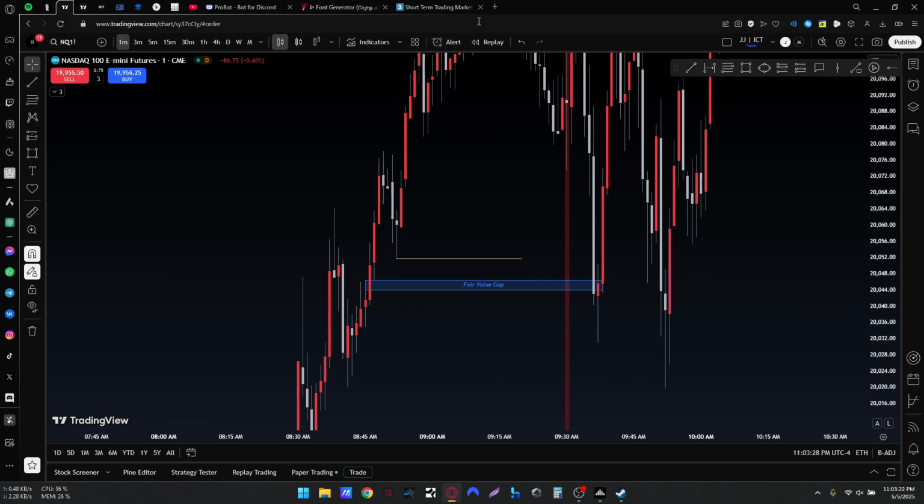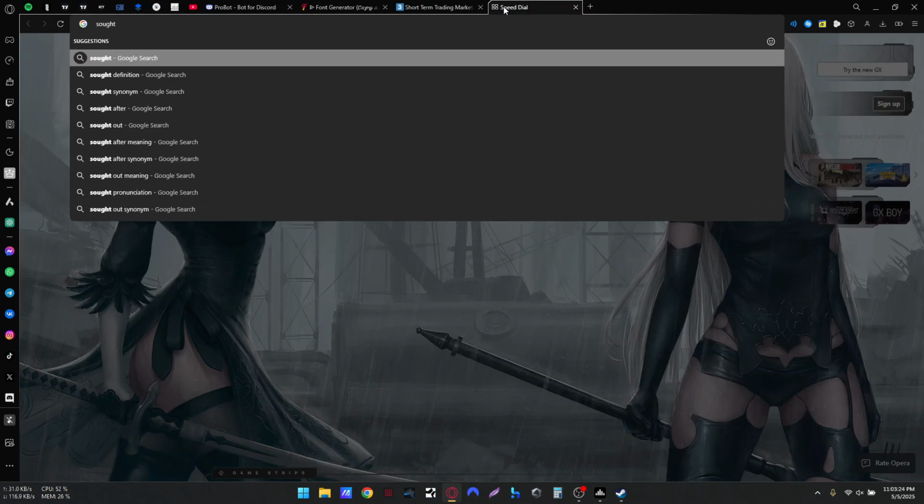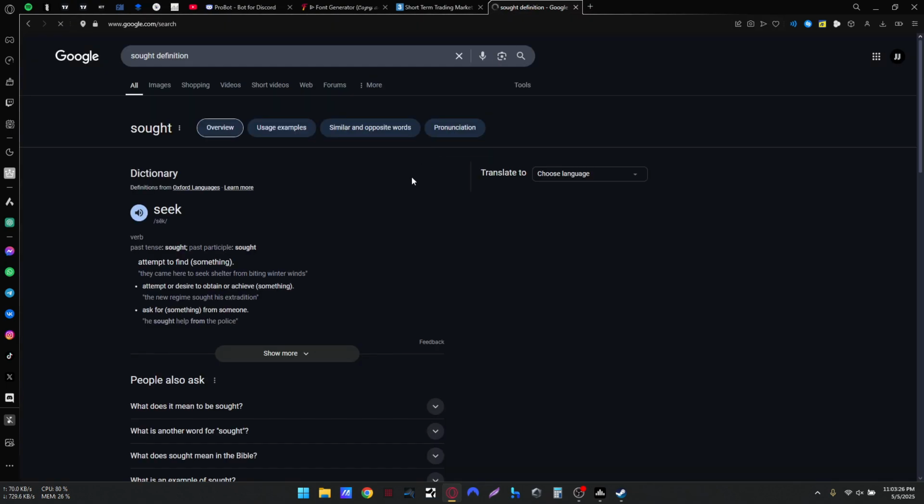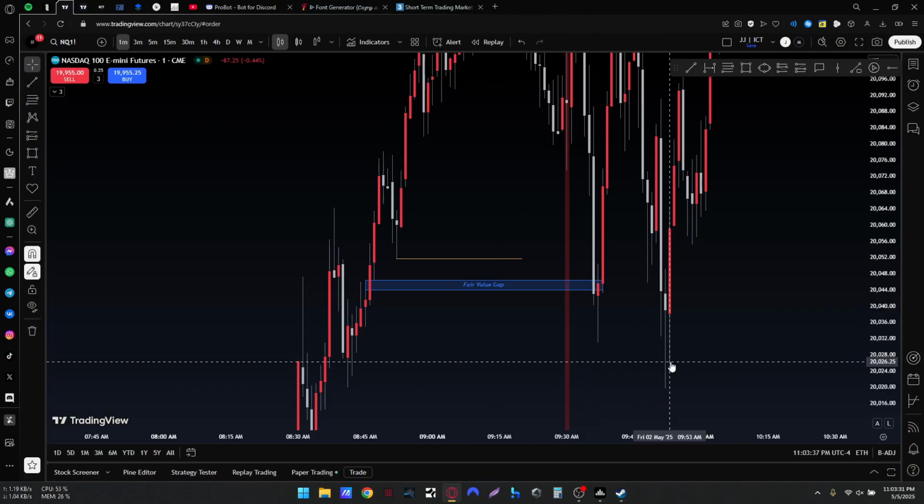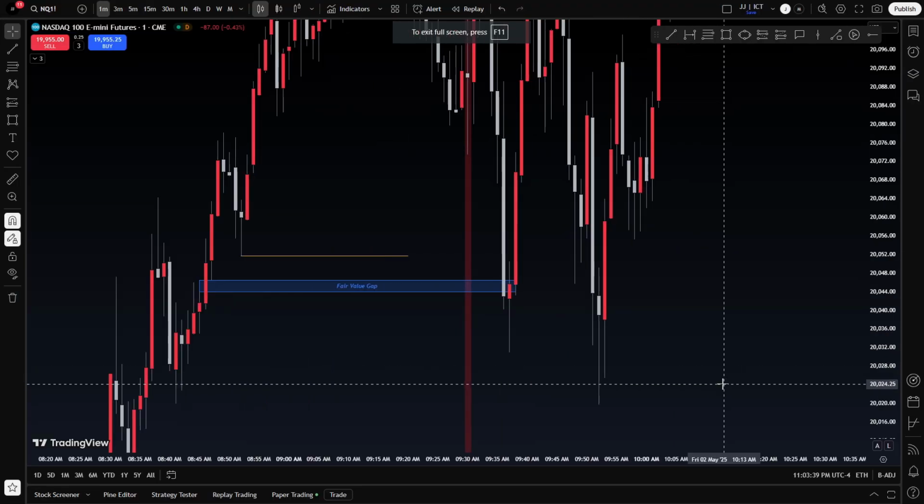Hold on, let me take a little break real quick. Sought definition. Okay, I was right. It's sought. I thought it was stupid, but no, that is the correct definition. I'm glad I searched that up, so now I can use that word confidently.